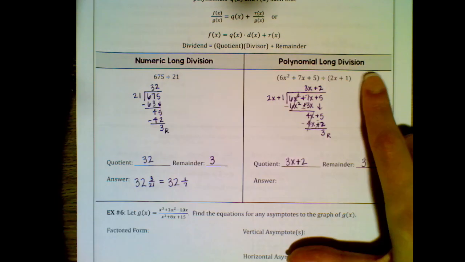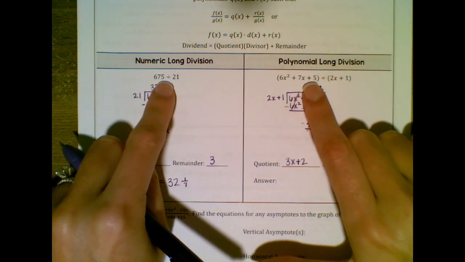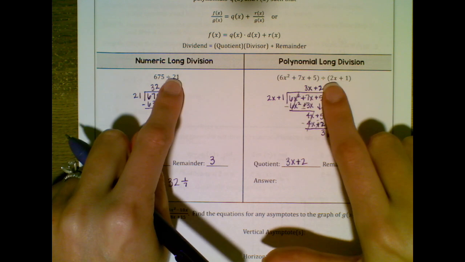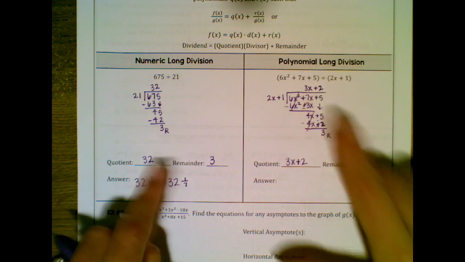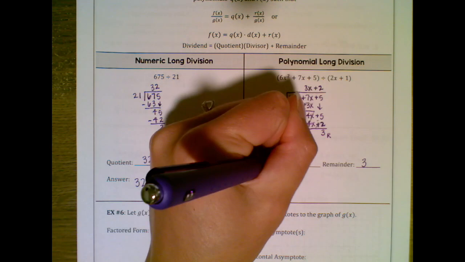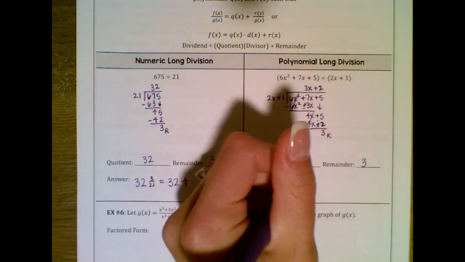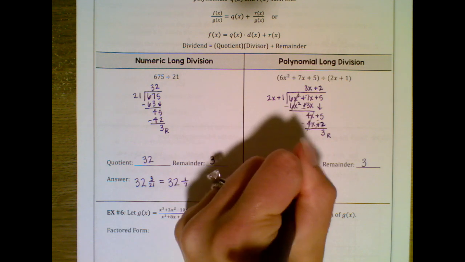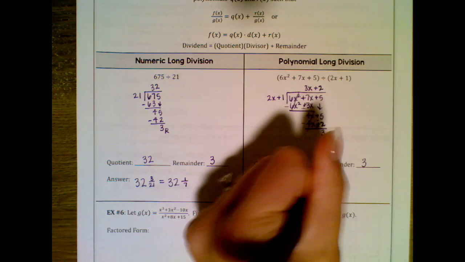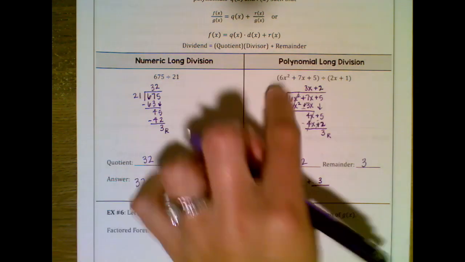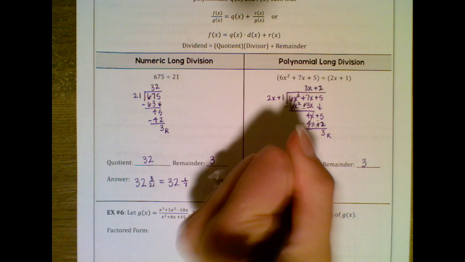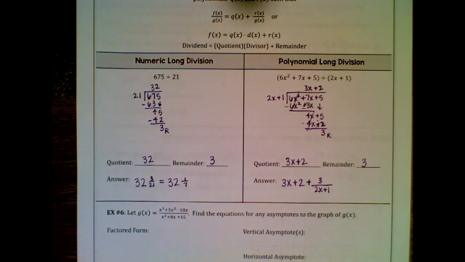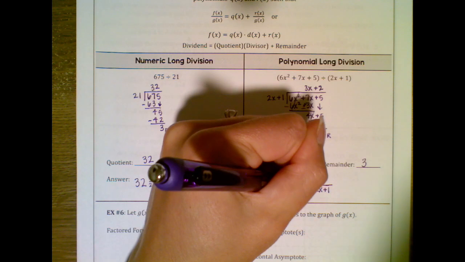I don't know if you guys noticed, but these problems are very similar. The 6, 7, 5, and the 21, the 2, 1. And notice you get 3x plus 2, and your remainder was 3. So that's how these problems are kind of similar. Your answer for this would be 3x plus 2 plus, because it was a positive 3, 3 over the 2x plus 1, because that's what we divided by. That's just polynomial long division. That's not my actual slant asymptote. Remember, the slant asymptote is just what's left over right there.